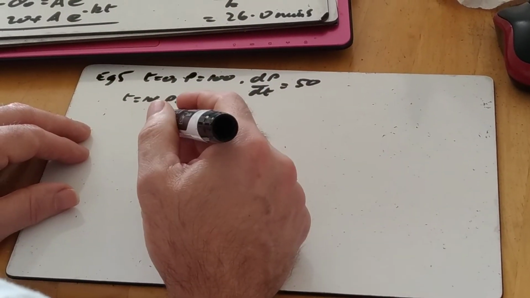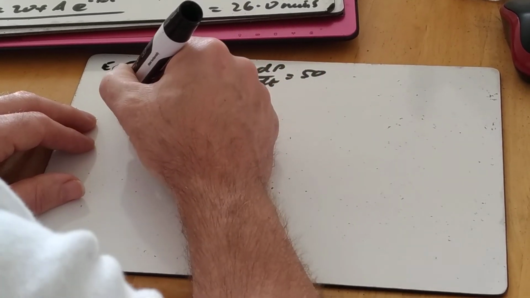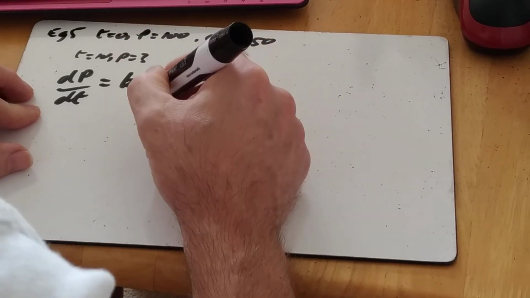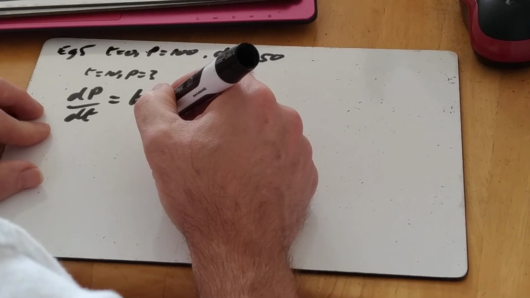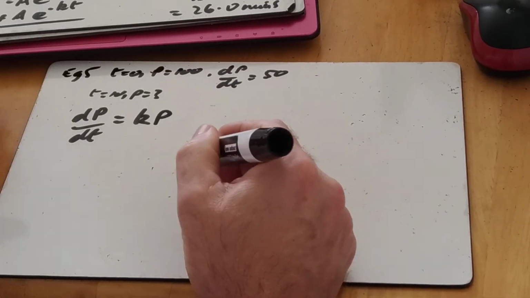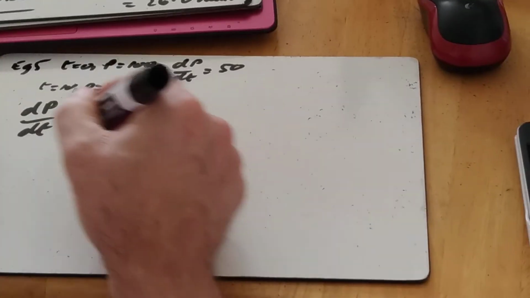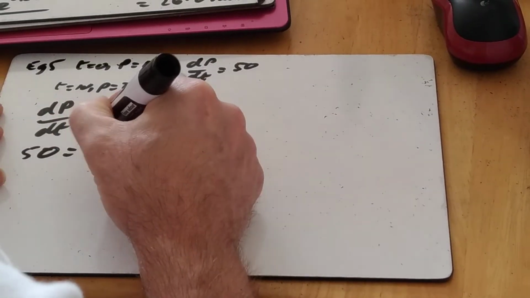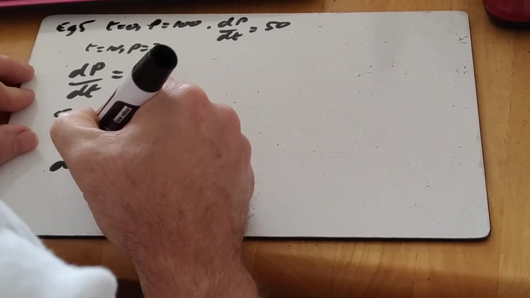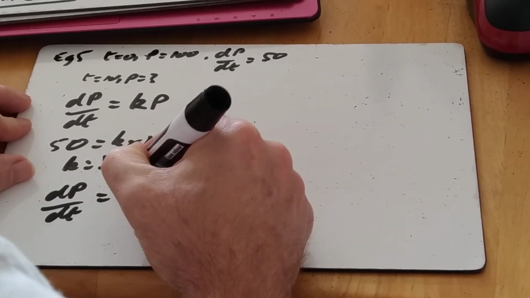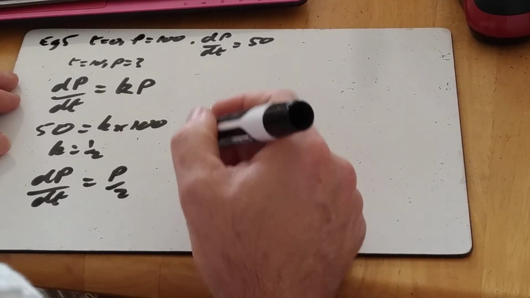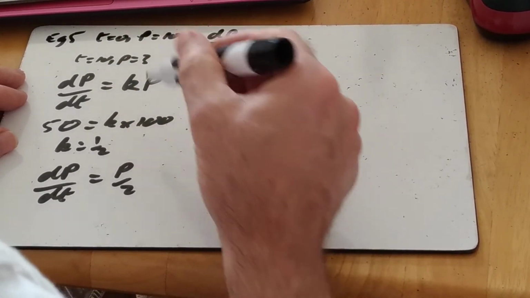So let's look at the sentence then. Growing at a rate, so dP over dt equals... Rate of growth is proportional to the population size, so kP. There we go, nice and straightforward. And I can use this information here: 50 equals k times 100, so k equals a half. So dP by dt equals P over 2. Nice and straightforward. And I can then go on and solve it, and I can use this information also to find what the constant of integration is.